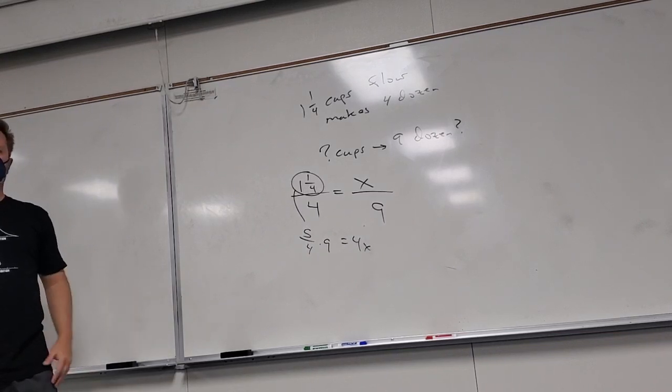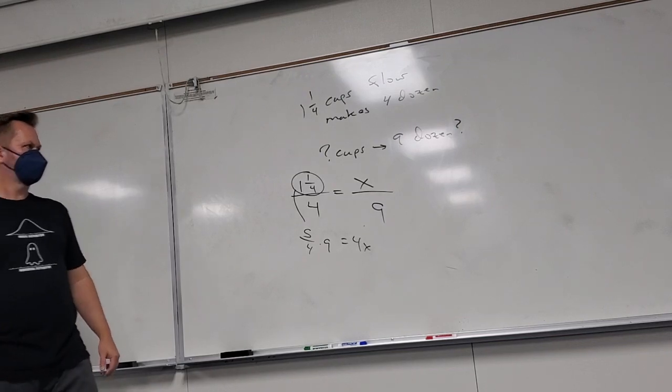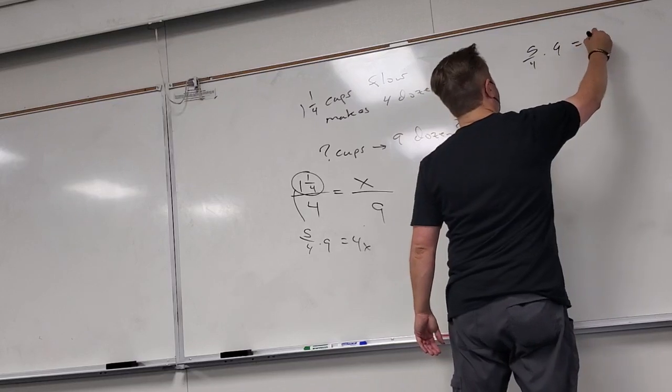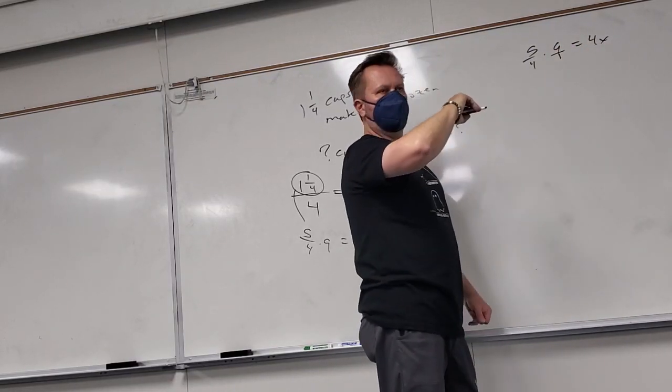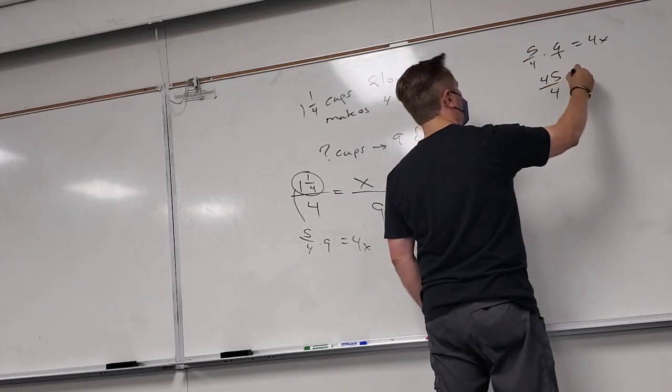Now, what do you guys think? How would you keep going with this? Multiply and then divide by 4. Yeah, so 5/4 times 9, what's this? If you put this over 1, it might be easier to look at. 11 and 1/4. Intriguing. So 45/4, let's keep it like this, believe it or not.